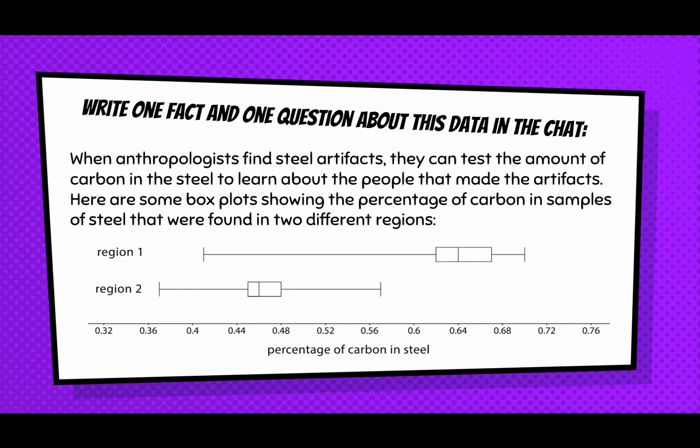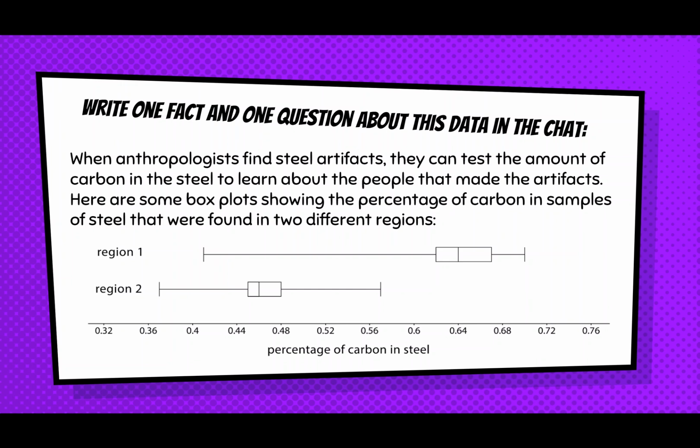So we're going to now look at comparing box plots instead, because box plots do show us our data in a pretty different way, but we're going to be answering some similar questions. So here's the situation. When anthropologists find steel artifacts, they can test the amount of carbon in the steel to learn about the people that made the artifacts.